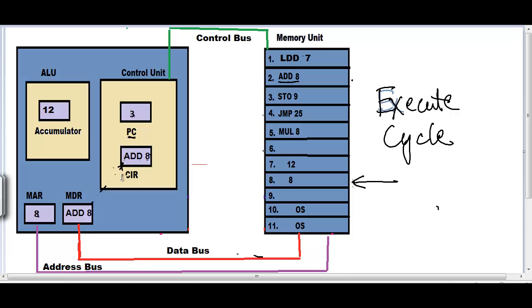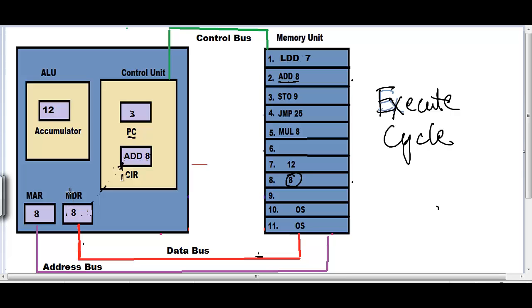Now in the next clock cycle, when the control unit sends a read signal on the control bus to the memory unit, the value at location number 8 is read from the memory unit and copied onto the data bus. From the data bus, this value 8 flows and is copied into the MDR. When the next clock cycle comes, this data value in the MDR is transferred to the ALU.